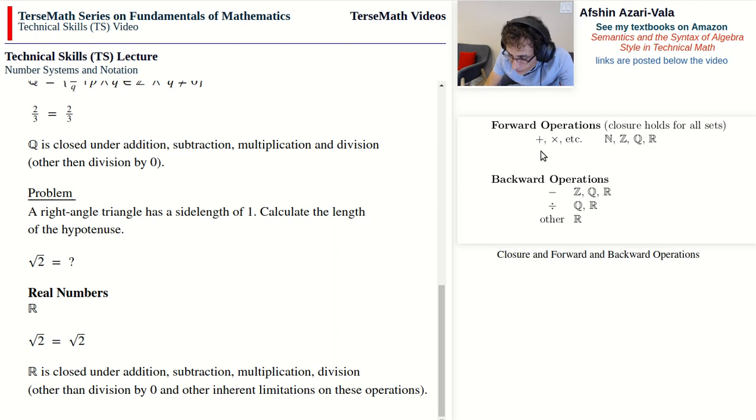Okay, so again, with forward operations, we have no problems. All of our sets N, Z, Q, R are closed under addition, subtraction, multiplication, exponentiation, and so on. But with backward operations, we always had trouble. For subtraction, we did not have closure with N, and so we introduced Z. With division, we had to introduce Q. And with all other ones, we introduced R.